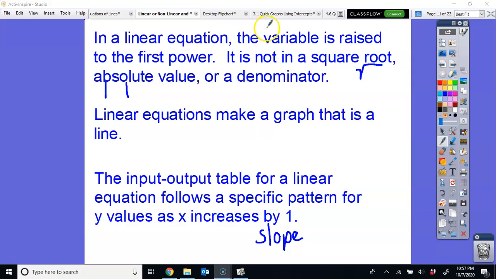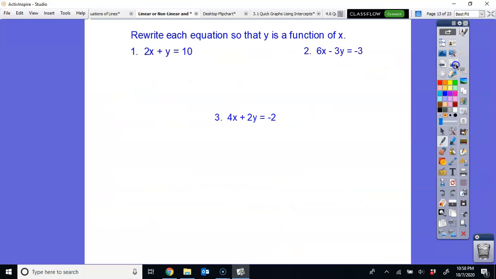So what we're going to do first is learn how to get a function into what we call function form. In other words, we're going to rewrite the equation, and all three of these are linear, so that y is a function of x. Now look right here very closely. Y is the key here. That tells me that I'm trying to get y equals something with x over here, and we talked about that in our function introduction video.